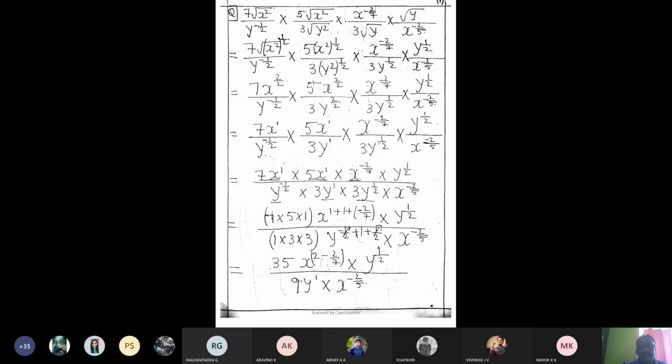Okay. See, at this point of time, taking LCM is not mandatory. It's all left to you. Because here we check only whether you are able to apply the proper law at the proper time in the proper sequence.